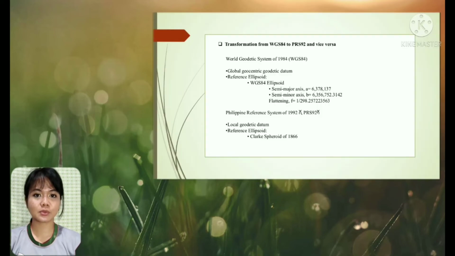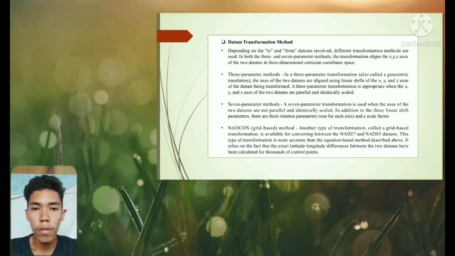So what's the difference between the PRS-92 and WGS84? The PRS-92 is based on the World Geodetic System of 1984, which is the WGS84, which makes use of the GPS. Prior to the PRS-92, the country used the old National Geodetic Network called the Philippine Geodetic Network, which was established by the United States Coast and Geodetic Survey from 1901 to 1946. Datum transformation method: depending on the to and from datum involved, different transformation methods are used.